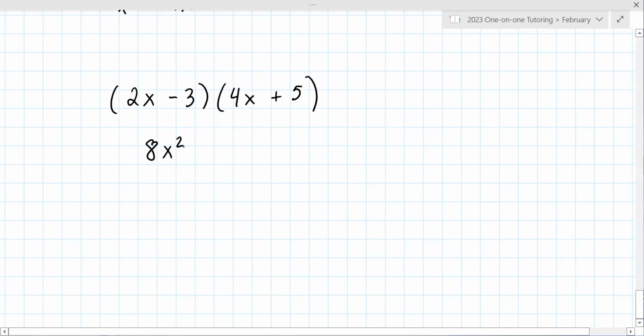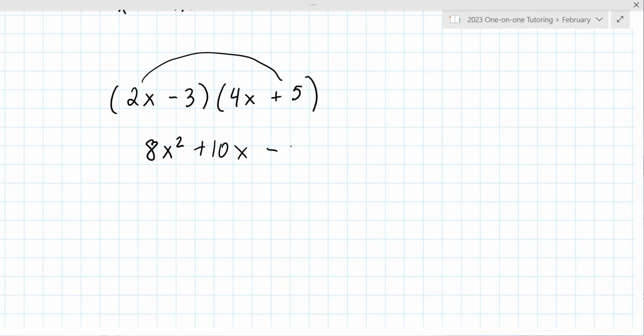8x squared, yes. Oh, so you would add the exponents? Yes, but only for multiplying, right? So like the 2x times the 5 is going to be 10x because there's only the 1x there. What is the inner? The inner would be -3 and 4x, which would be -12x. Good.